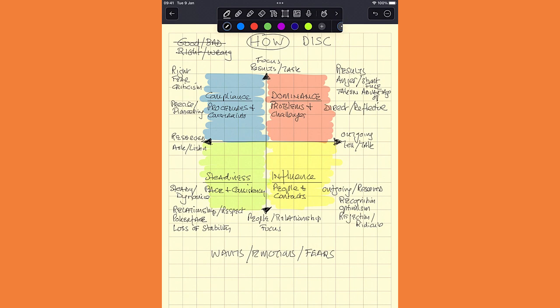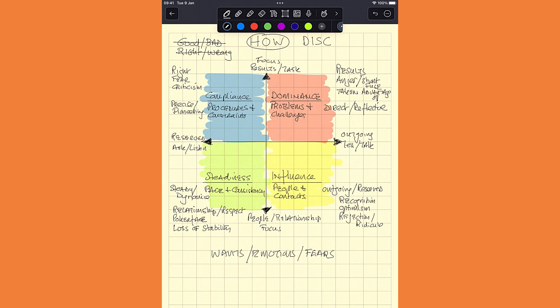The D: the results, task focused person who's outgoing, tell talk, this dominant style. What they're looking for is results. They have a short fuse and they're afraid to be taken advantage of. The influencer, the I, the person who is all about people and relationships but is outgoing, tell talk. What they're looking for is recognition. Their emotion is optimism, sometimes unbridled, and their fear is rejection or ridicule.